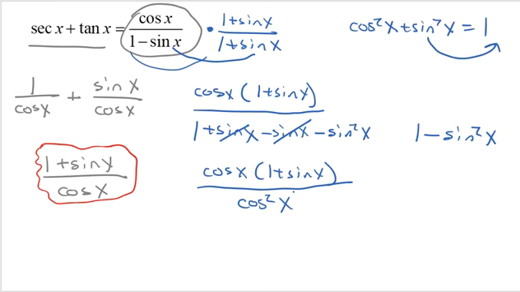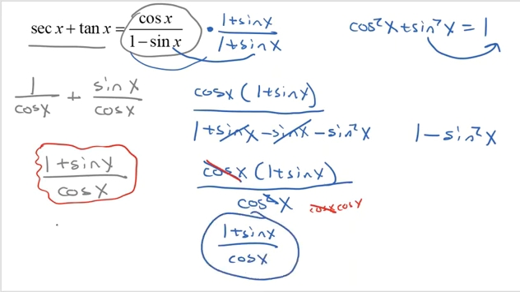And now I'm almost done because this cosine on top will reduce with one of the cosines on the bottom. Keep in mind that cosine squared is cosine times cosine. So one of the cosines on top will cancel with one of the cosines on the bottom. So what's left is a 1 plus sine of x on top and a single cosine on the bottom, which is amazing because now my left side is equal to my right side. Verified. I could walk away knowing this is right.